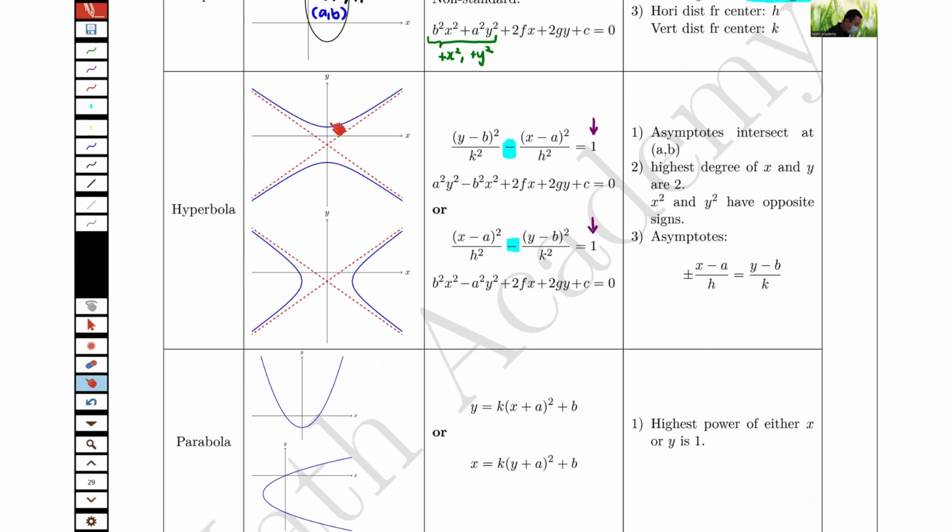So let's get the orientation first. One of them is top down, one of them is left right. In order to know which is which, you look at who is positive. This is positive for y, this is positive for x. If the positive is at y squared, then we think of the graph as top and bottom oriented, or drawn along the y-axis. There is a name for this graph that is drawn along the y-axis. We call this a vertical hyperbola.